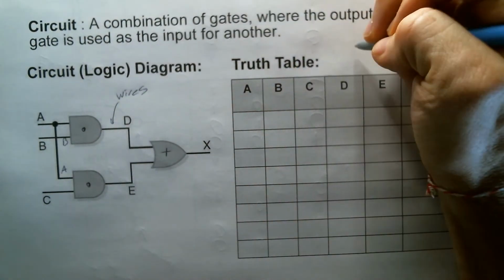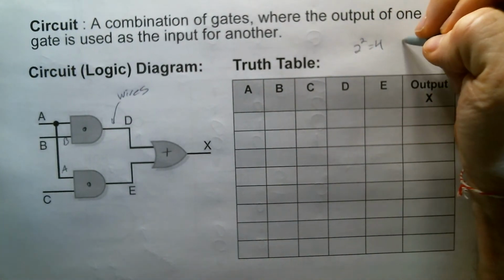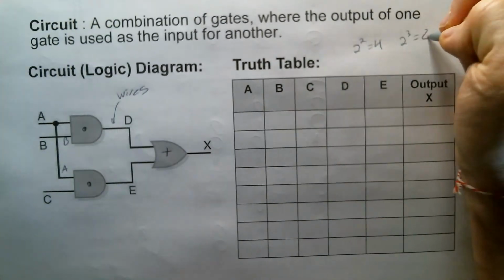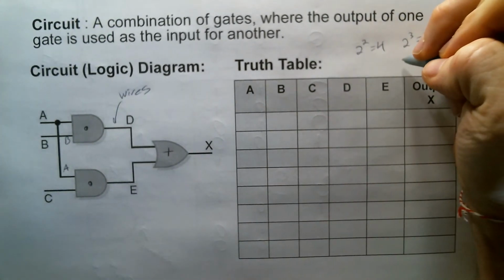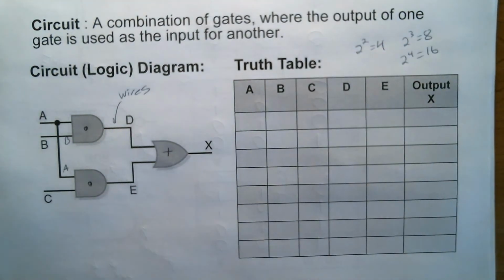If you have 2 variables, you have 2 to the 2nd possibilities. If you have 3 variables, you have 2 to the 3rd possibilities. If you have 4 variables, you have 16 possibilities, which is 2 to the 4th. So how many variables you have is how big your truth table needs to be. Now, again, I expect it to be organized. So let's talk about how we will do one when there are 3 variables.